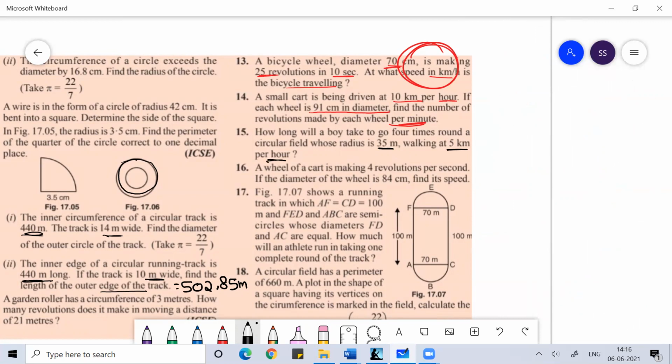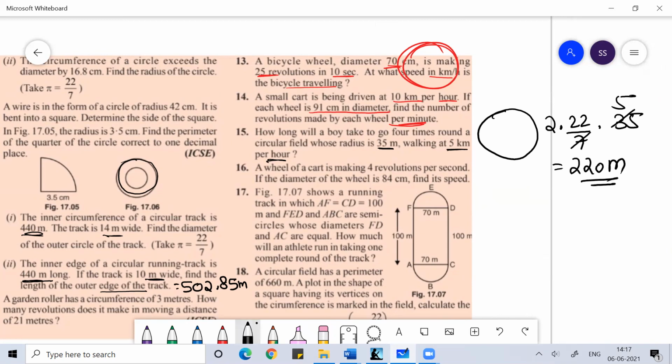Sir, is it 10 minutes, 34 seconds? Okay, so fast you go. How long will the boy take to go 4 times round the circular field if the radius is 35? So how much do you get for the circumference? 2 into 22 by 7 into 35, so 220 meter is the one circumference.